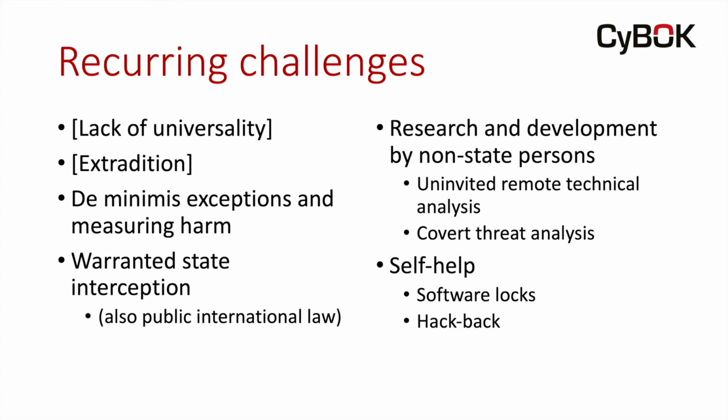And since we have difficulty measuring harm, that leads on to problems of should we have de minimis exceptions, and should there be other types of exceptions to these laws. So on the right-hand side of this slide, for example, should we have exceptions built in for research and development activities? Other problems that come up on a recurring basis: warranted state interception. If you give a state agent a warrant to intercept communications, by extension, they're probably also breaking into a computer somewhere. Do you want them to be able to break into a computer in order to execute that interception warrant? This comes up again in public international law.